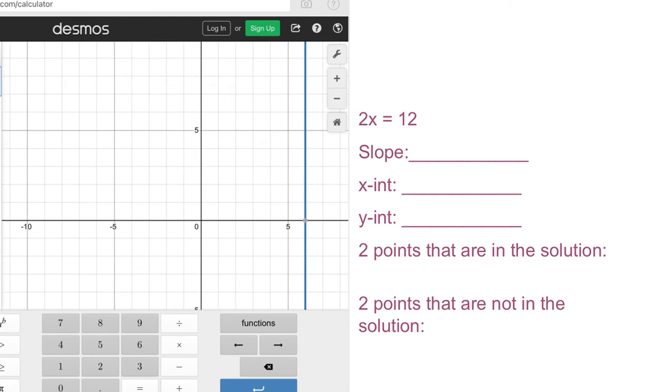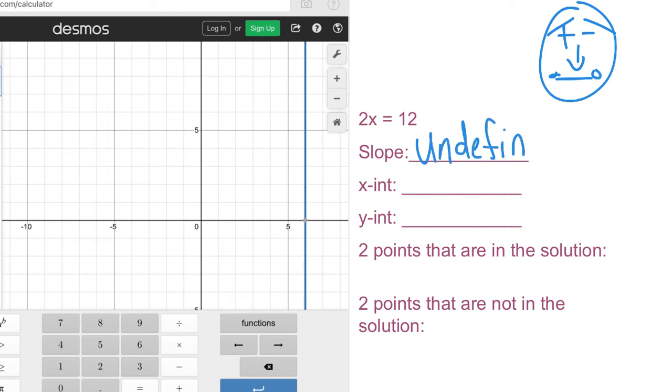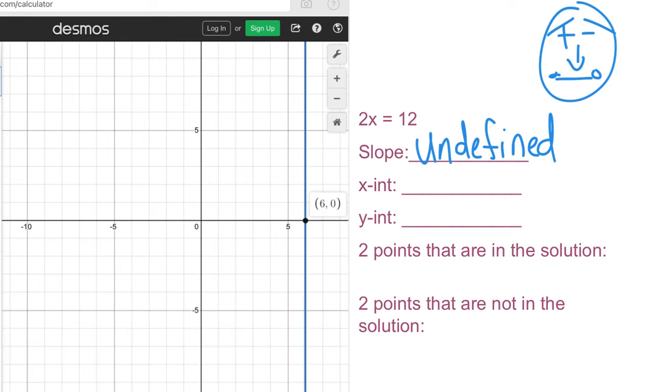So if you remember Mr. Slope Guy's face, the vertical line has a slope that is undefined. Anytime you don't have a y in your equation, you're going to have a vertical line and a slope that's undefined. Now, the x-intercept and the y-intercept, though, they could still exist depending on what your line looks like. Look and see if your line touches your x-axis. This one does, right here, at 6, 0. So it has an x-intercept. Look and see if it touches your y-axis. This one does not. So your y-intercept does not exist.